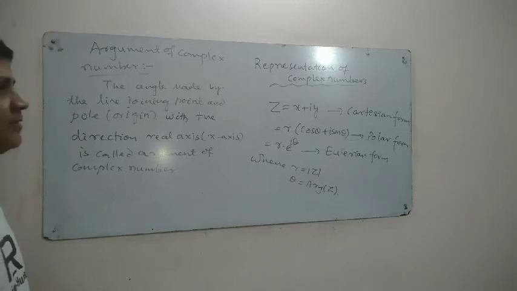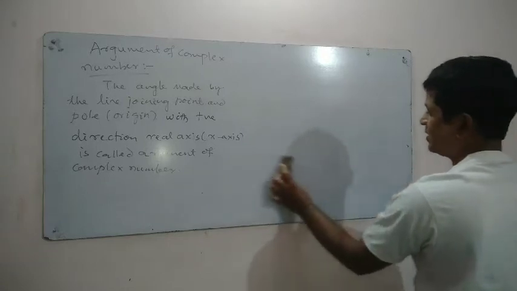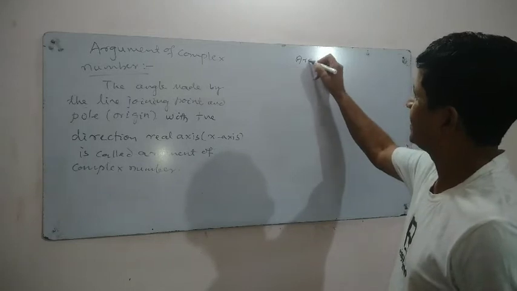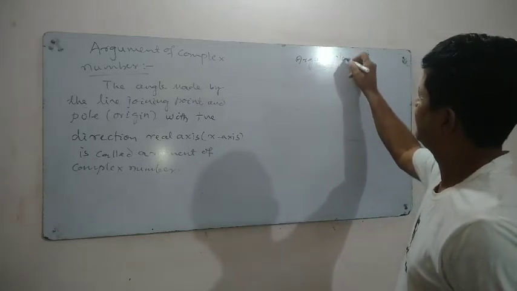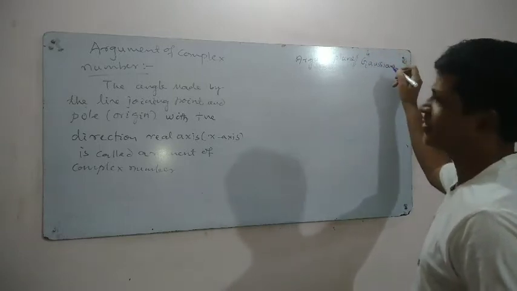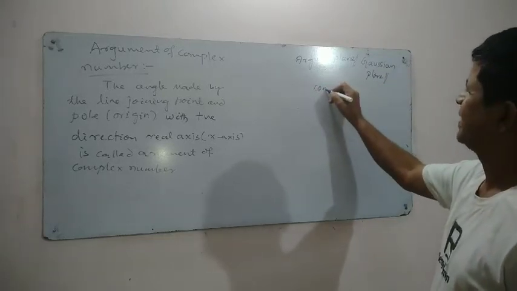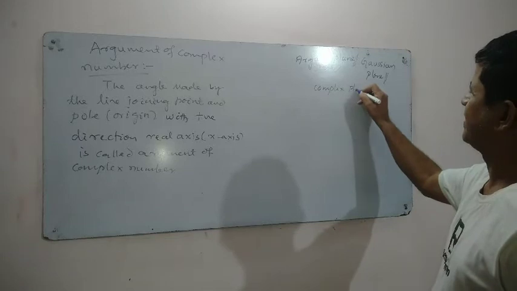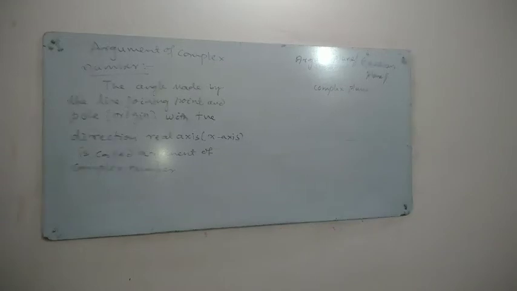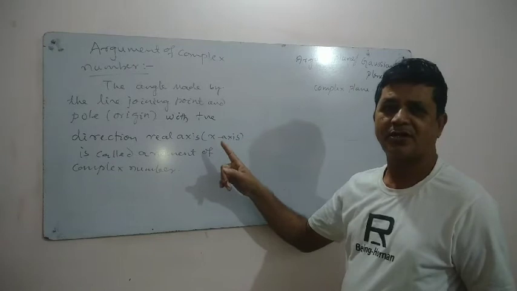Before knowing the argument of a complex number, let us see the plane of a complex number. That plane is called the Argand plane. This is also called the Gaussian plane, or it is called the complex plane. The angle made by the line with the positive direction of the x-axis is called the argument.